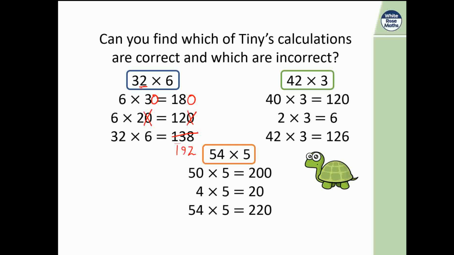Right. So 42 times 3. 40 times 3 equals 120. 2 times 3 equals 6. So we have our answer, 42 times 3 equals 126, because he's already added these two numbers together.